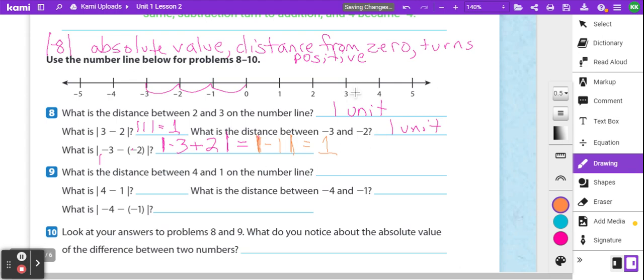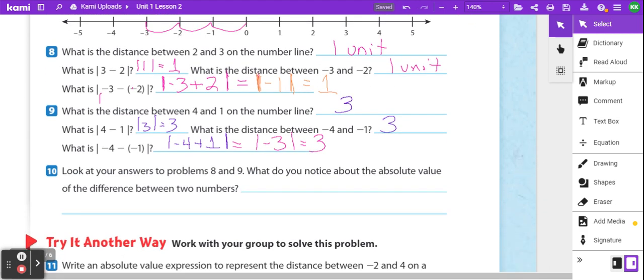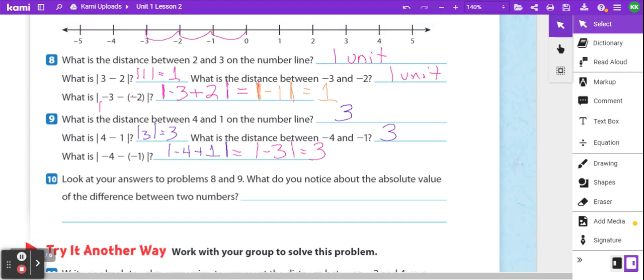Now use that information from question 8 to try question number 9, and then you're going to check it with the Edpuzzle video. So take a look at number 9. Remember, you can pause the video if you need to. And then question 10, look at your answers to problems 8 and 9. What do you notice about the absolute value and the differences between the two numbers?